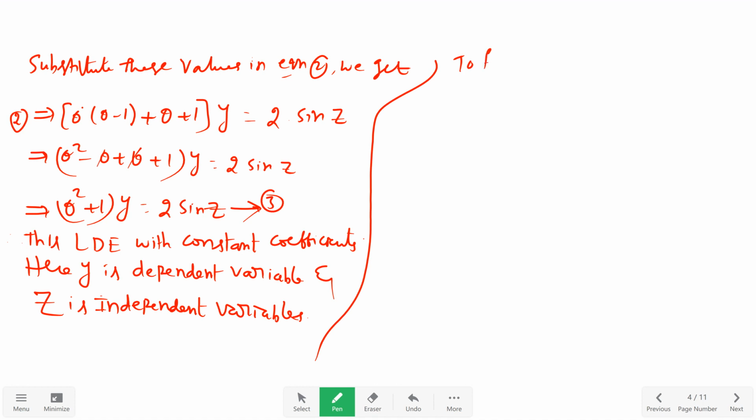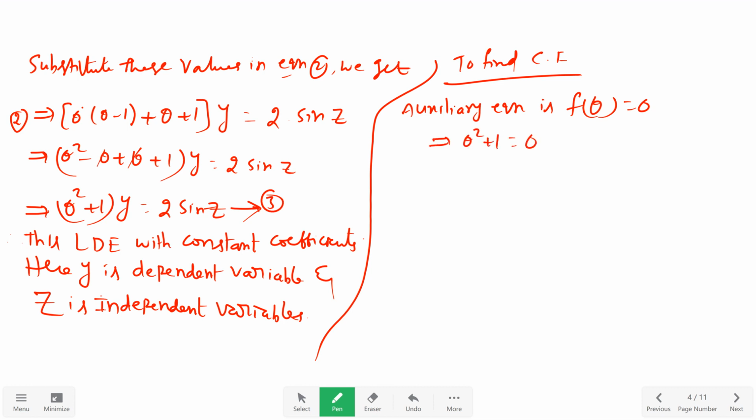First, to find the complementary function CF for equation 3, we write down the auxiliary equation. The auxiliary equation is f(θ) = 0, where f(θ) means function in θ. In equation 3, the left side is (θ² + 1)y, so here f(θ) is θ² + 1. So that implies θ² + 1 = 0.